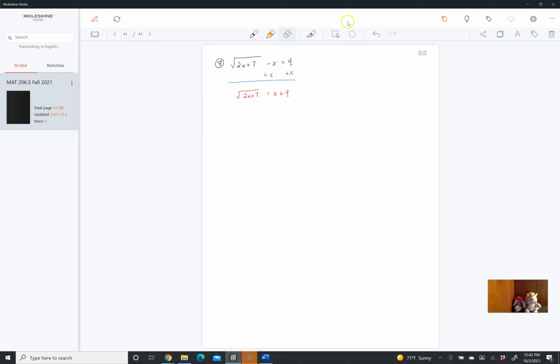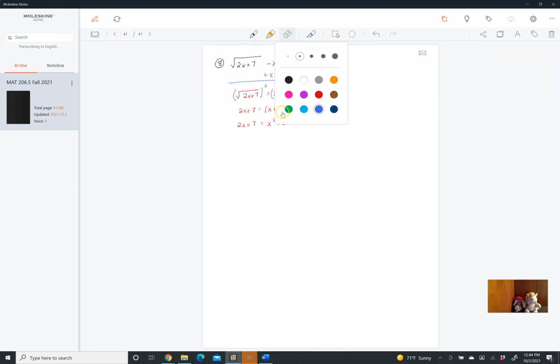Notice I put the x first just because it's what we're familiar with when we square, and addition is commutative. Square both sides. So we isolated the radical. We're getting rid of the radical. When we square both sides, we get 2x plus 7. Remember, x plus 4 squared is x plus 4 times x plus 4. So 2x plus 7 is equal to x squared plus 8x plus 16.